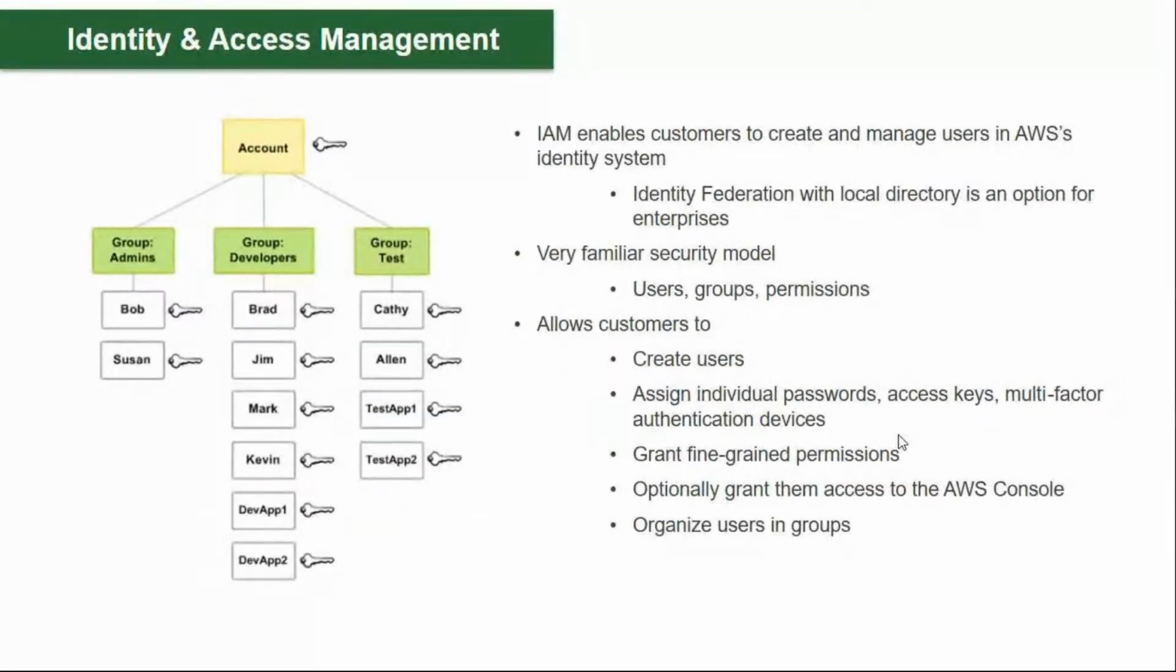So moving to the next service, Identity and Access Management. I already explained yesterday what Identity and Access Management is. It enables a customer to create and manage users in the AWS identity system. In this picture there is one account, under which we have created groups for admins, developers, and testing. A few users are in the admin group, a few in the developer group, and a few in the testing group.